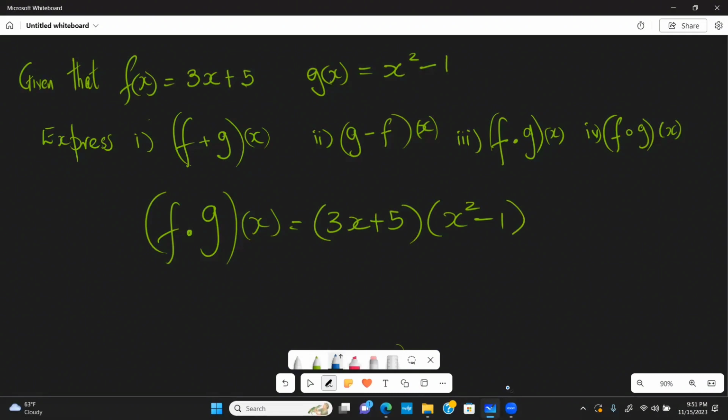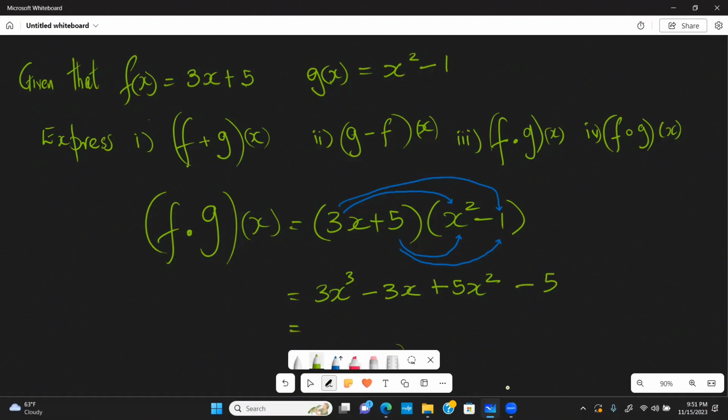So I'm going to carry this out as follows. I'm going to go 3x times x squared, then 3x times negative 1, then 5 times x squared, and then 5 times negative 1. So 3x times x squared will give me 3x to the third. 3x times negative 1 will give me negative 3x. 5 times x squared will give me plus 5x squared. 5 times negative 1 will give me negative 5.